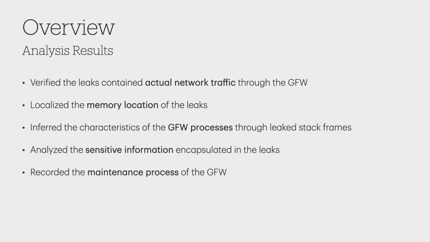On rare occasions, the leaks contained stack frames. Therefore, we localized the memory location of the leaks, and found they were from the stack of the injector process. We further inferred some characteristics of the Great Firewall's processes with this insight. The majority of the leaked data was network traffic. We found many pieces of potentially sensitive information in the unencrypted traffic, like HTTP credentials. Finally, we recorded the process of how the Great Firewall fixed this vulnerability.